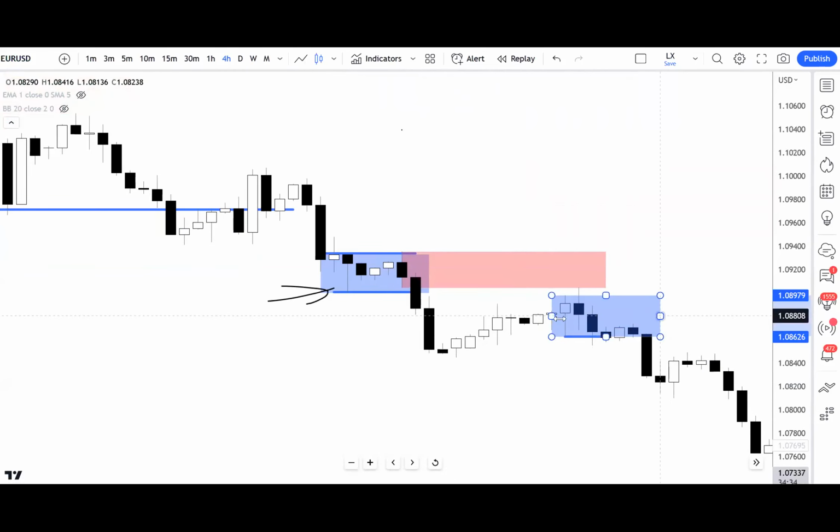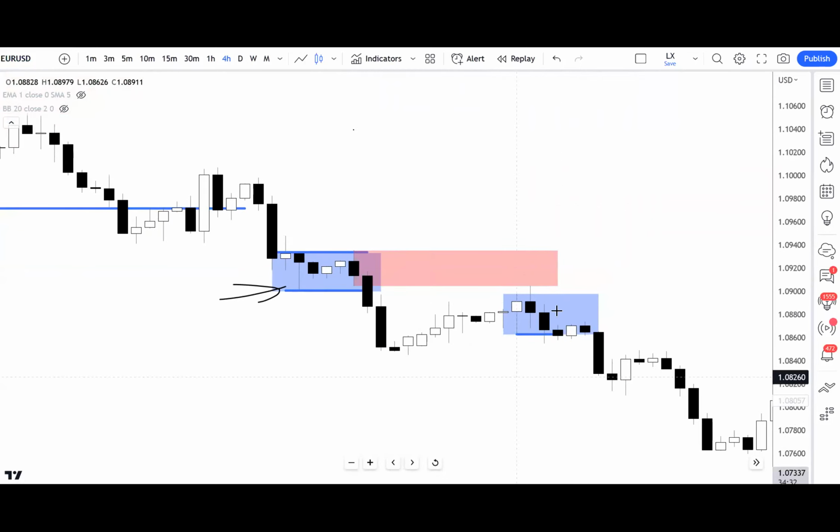So again, this is using the first method to identify the range. The second method would be to look at the candle that held within. If this is the range, this is the candle that still held within the zone before it broke. So this then becomes the new supply.